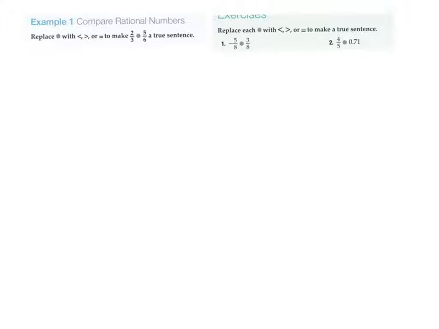Check and see whether we put a greater than or less than sign. I'm going to need to have the same denominator. So I'm going to change 2/3 by multiplying the top and the bottom by 2, which gives me 4/6, and I have 5/6. 5 is larger, so the alligator always eats the bigger number.